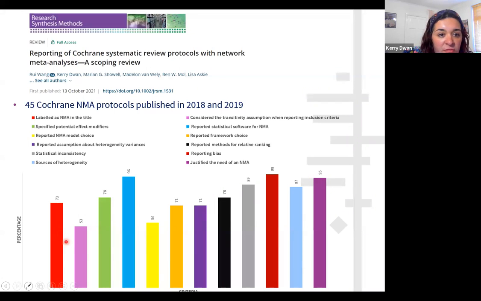However, only 53% considered the transitivity assumption, which I've already said is a really important part of network meta-analysis. Only 56% reported the model choice for network meta-analysis. So in conclusion, the protocols reported multiple items well, but there is room for improvement.